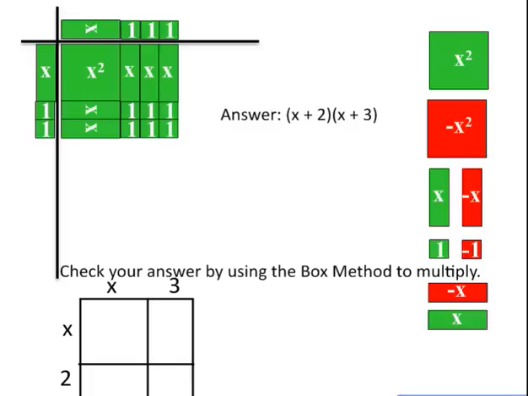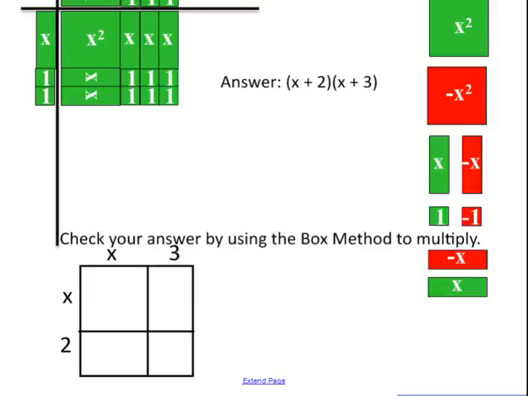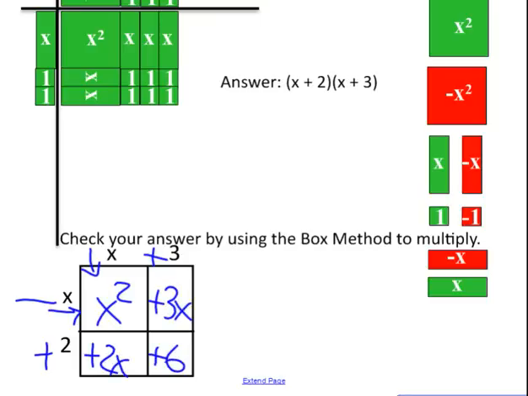Now if we want to check our answer, we can go down here and use our box method that we were using to multiply things yesterday. I've got my x and my 3 on the top here, the positive 3, my positive 2. We start taking a look at multiplying things together. This times this one's going to give me my x squared in the top left. Continuing on my first row here, x times 3 is going to give me a positive 3x. Down here, positive 2x and positive 6.